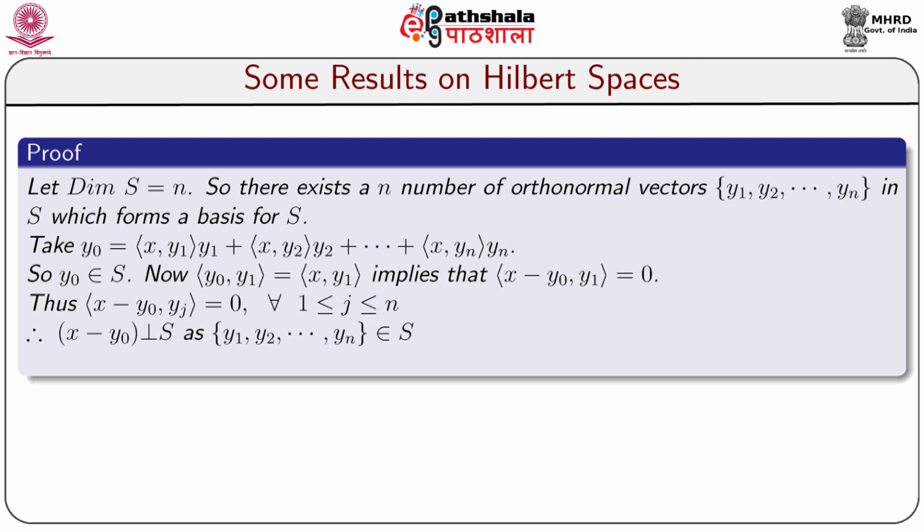So, y0 belongs to S. Now, inner product y0 comma y1 is equal to inner product x comma y1, which implies that inner product x minus y0 comma y1 is equal to 0. Thus, inner product x minus y0 comma yj is equal to 0 for all j between 1 to n. Therefore, x minus y0 is perpendicular to S, as the collection of elements y1, y2 up to yn belongs to S.